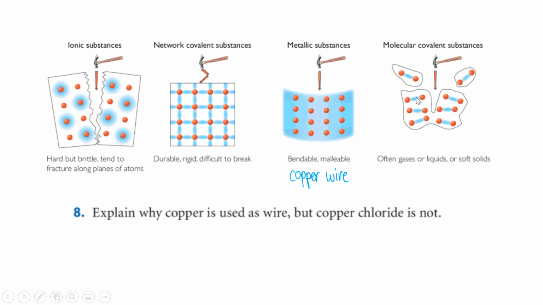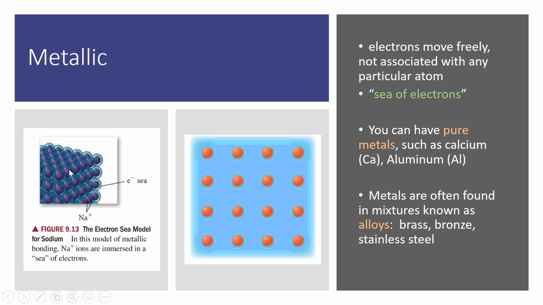Molecular covalent substances tend to have relatively low melting points because they don't have bonds holding the individual molecules together. So they tend to break apart really easily. And then these network covalents tend to have really high melting points, be very hard, difficult to break, like diamond is a classic example of network covalent. So metallic bonding: people use different names to describe what's going on here. They talk about the electrons being pooled between all the atoms.